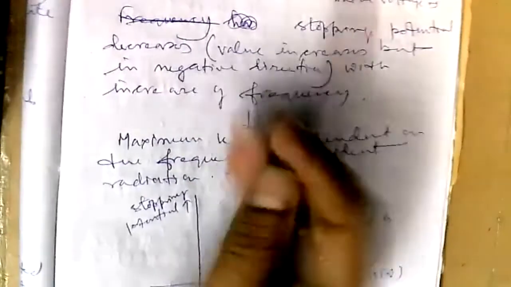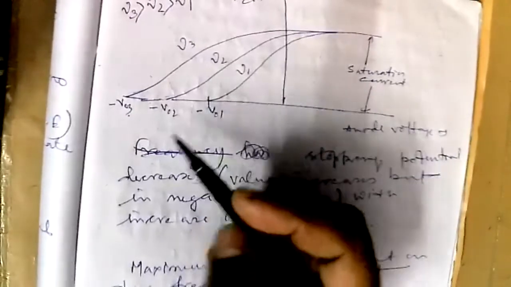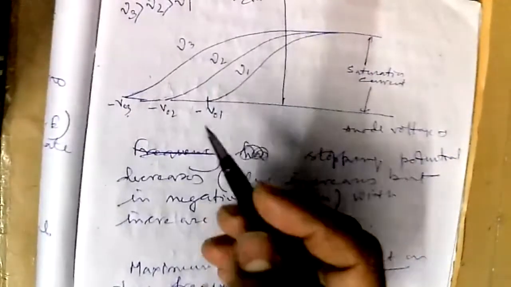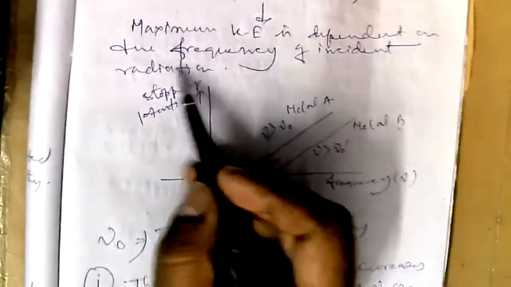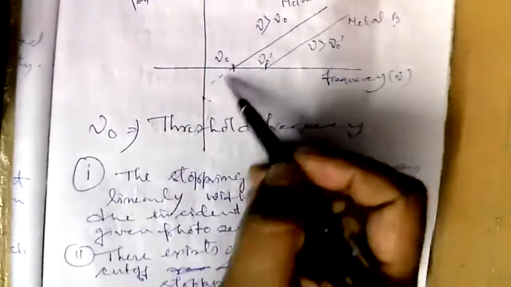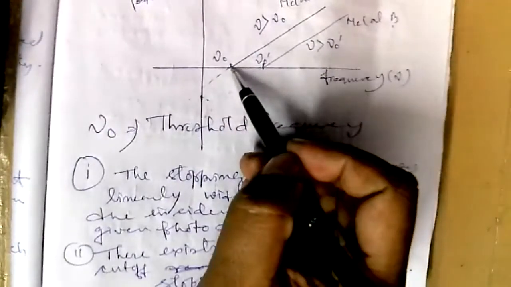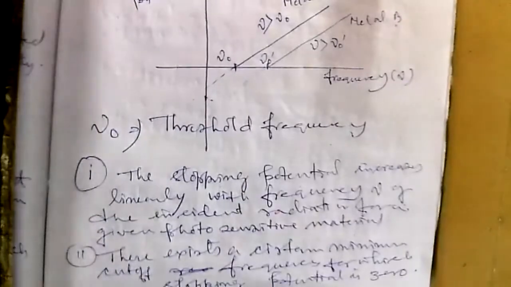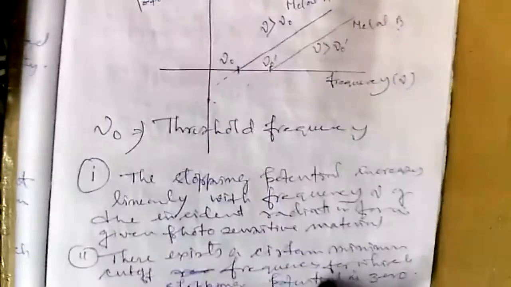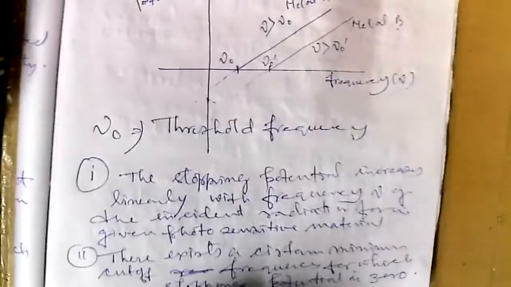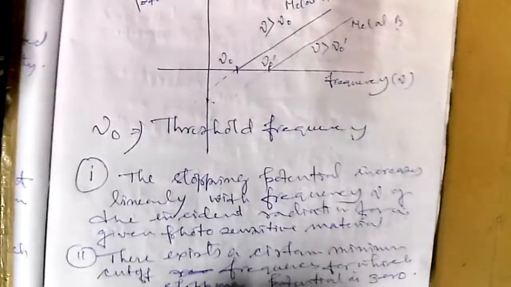So the stopping potential, which is proportional to the maximum kinetic energy, means the maximum kinetic energy is proportional to frequency. So maximum kinetic energy is dependent on the frequency of incident radiation. Now, if we plot the stopping potential as a function of frequency, you will see that above the threshold frequency there is a linear variation, and below this threshold frequency nu naught there is no emission. So there is a cutoff frequency above which electron emission is possible.